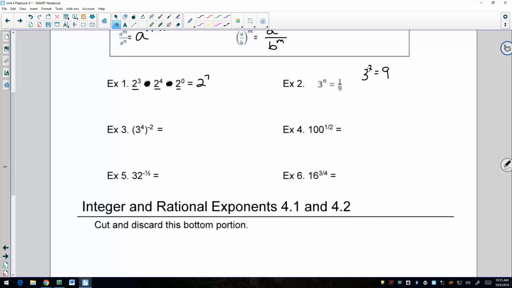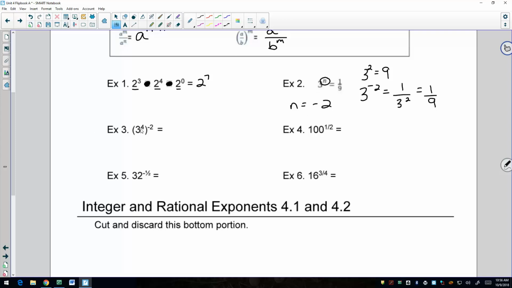So if I make this a negative 2, that would mean that it would become 1 over 3 squared, which is 1 over 9, which is what I wanted. So that means that n, the exponent, has to be negative 2. So if the number, like 3 squared is 9, we know what we need to raise 3 to get this number, but it's just not in the right spot on the fraction. So we just had to change the sign.